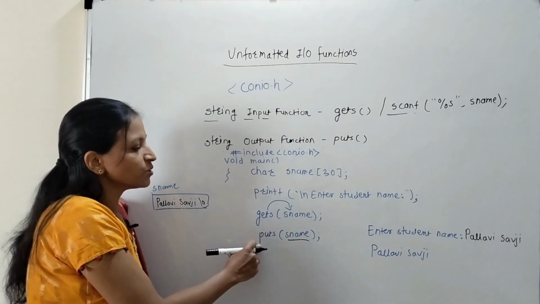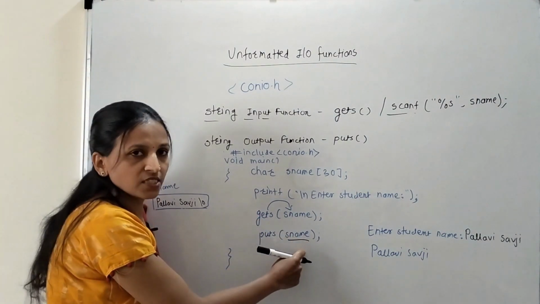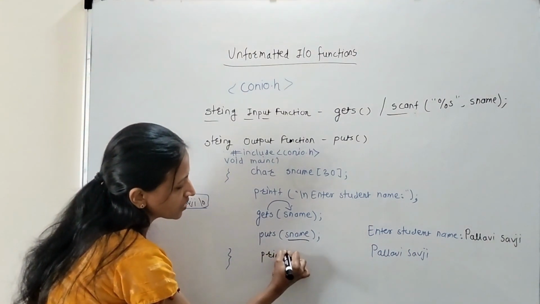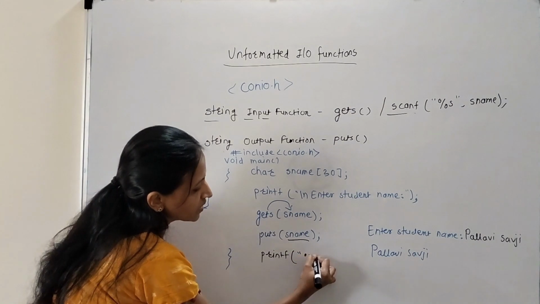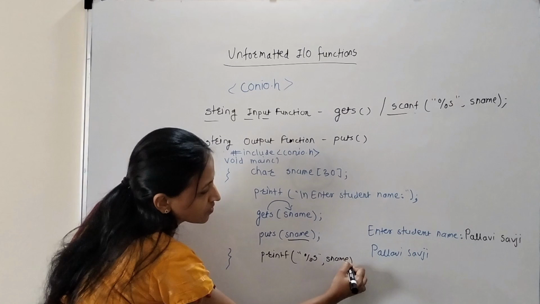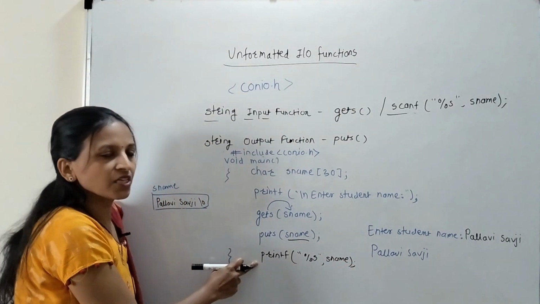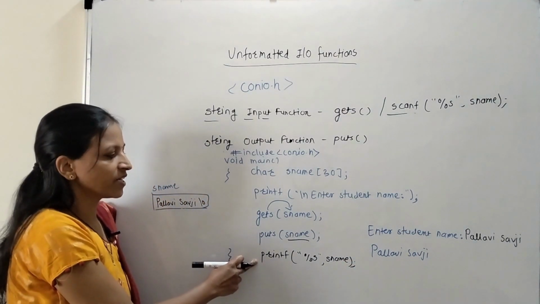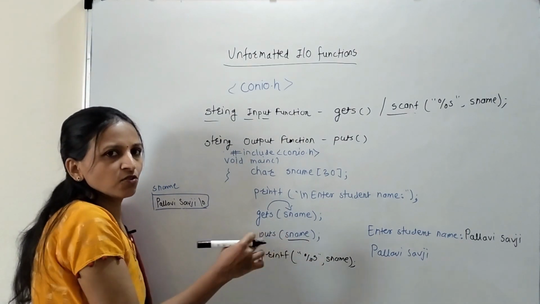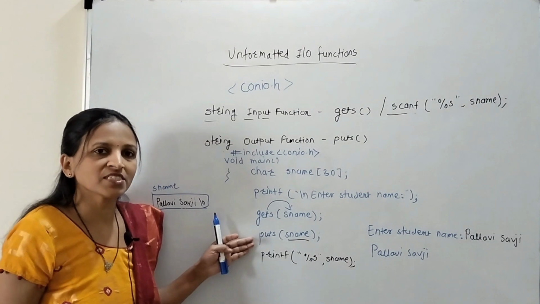Now next one is puts. We have written here puts(sname). Instead of puts we can also use printf to display a string: printf("%s", sname). In this way also we can write. Means we can do the same task with the help of printf also. This is formatted, that's why we have used %s here. This is unformatted. There is no need to use any format specifier here.